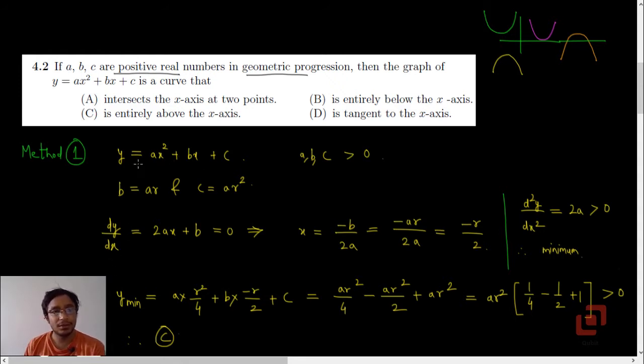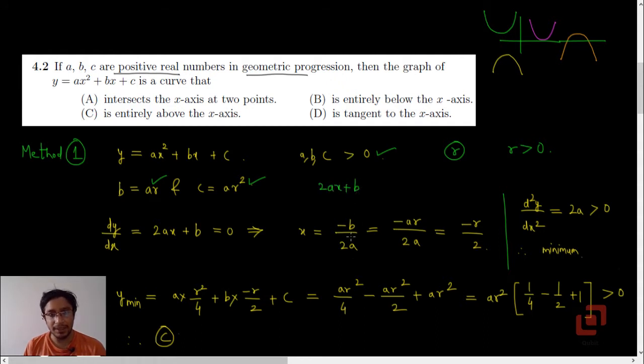Okay, so it is known that a, b, c, the coefficients are in geometric progression. So I'm assuming that the common ratio is r, and clearly because a, b, c are positive, r will also be positive. Let the first term in the GP be a, the second term will be ar, and the third term will be ar squared. So after substituting b and c in the function and differentiating it with respect to x, we will get 2ax plus b.